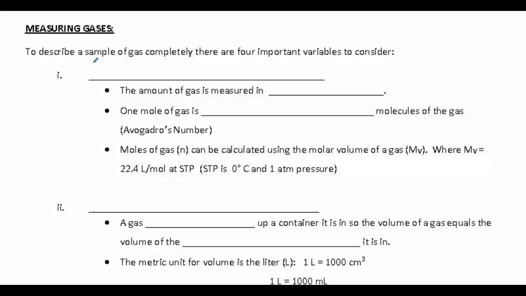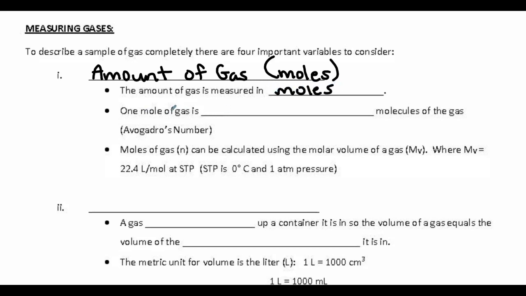So to describe a sample of gas completely, we have to consider 4 variables. The first variable is the amount of gas. And we measure this amount of gas in our very favorite unit, the mole. So the amount of gas is measured in moles.